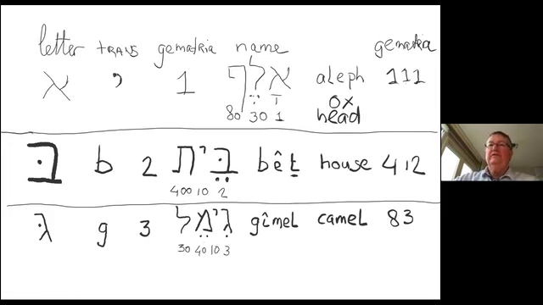So this is what we're going to do tonight: to learn how to write the letters one by one, to understand the value of the letter, to understand how you transcribe the letter, and to understand the name of the letter and what the value of that letter is.